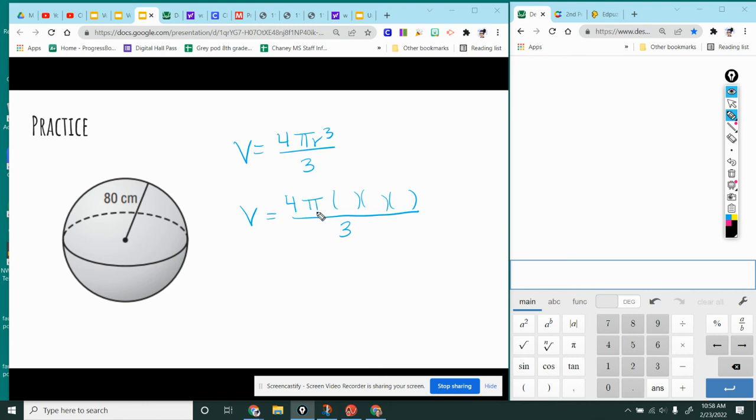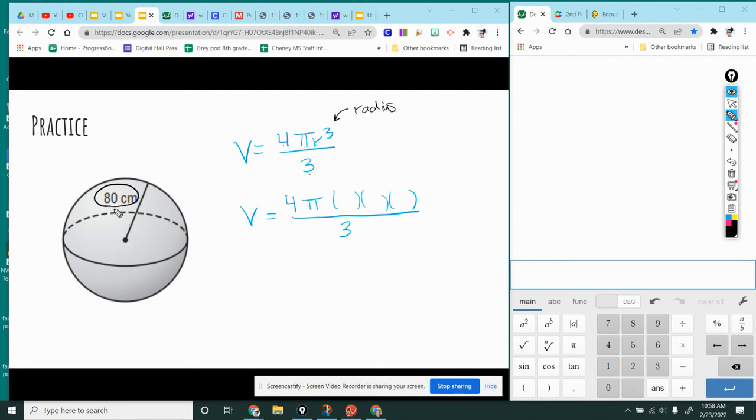4 is a constant, pi is an irrational constant, 3 is a constant. What I mean is those are the numbers in my formula. Those are all numbers, so I can just move those down. However, r is a variable, and that stands for radius. So I'm going to need my radius.